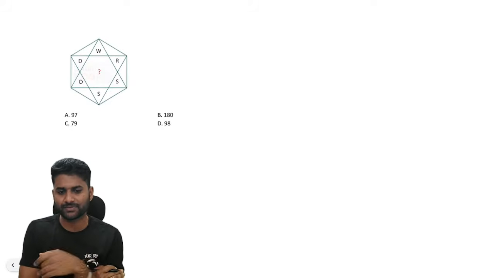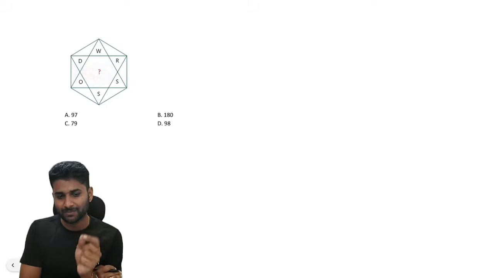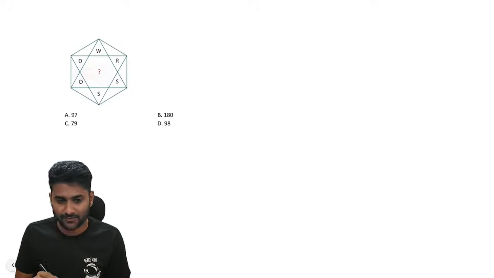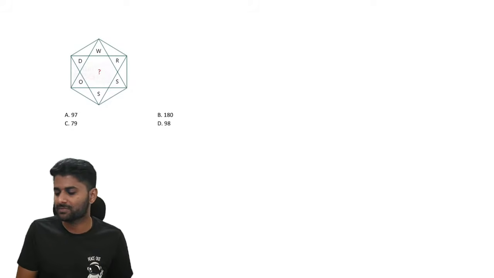Now, just observe this picture. You can see that all are alphabets, but the question mark should be replaced with a number. So find the logic among all these letters and identify which number should replace it.